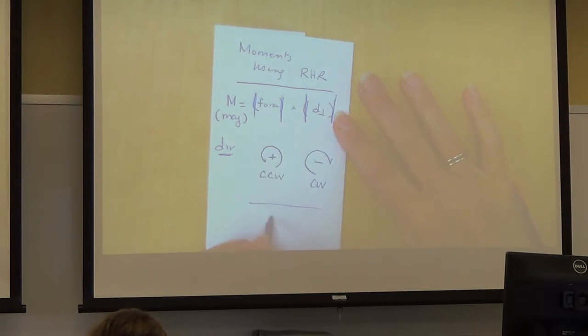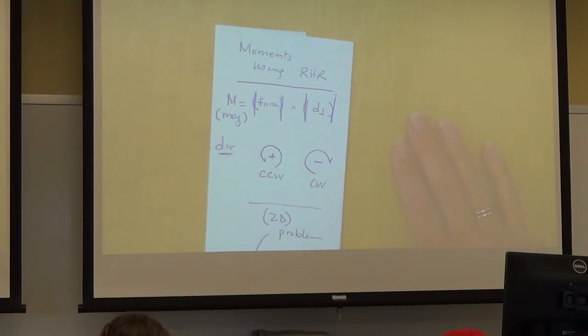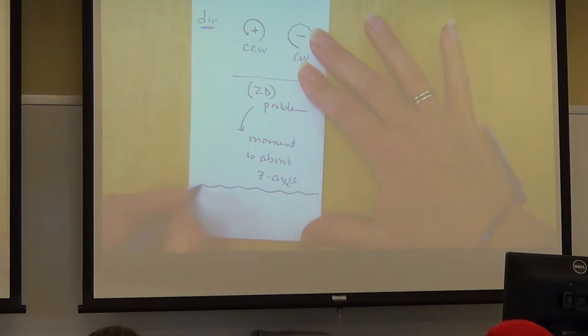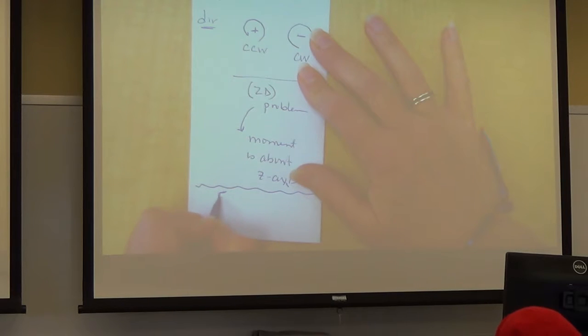And when we're dealing with these 2D problems, what is the spin about? Which axis? Z. So when we have a 2D problem, the moment is about the z-axis. So if we have a force in the x direction and the perpendicular distance is in the y, what is our moment in? Z.